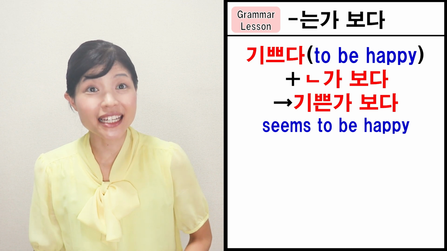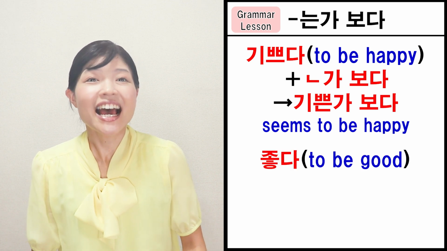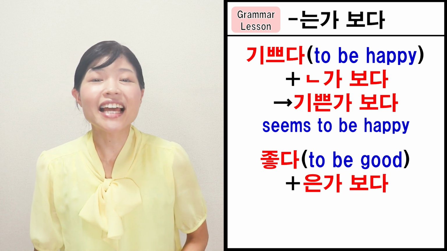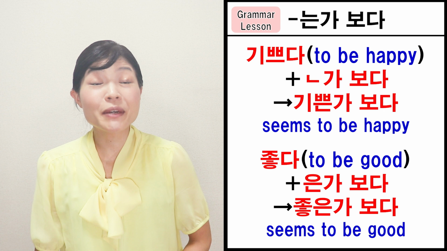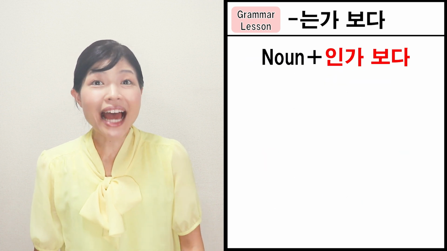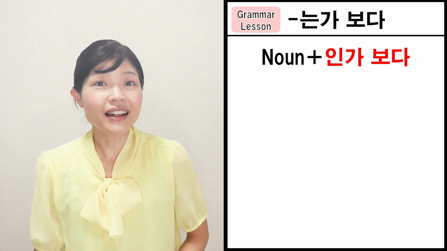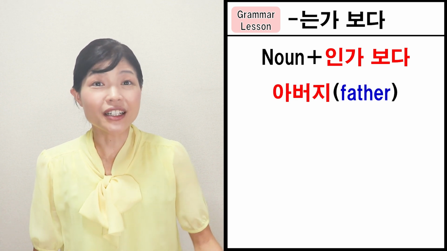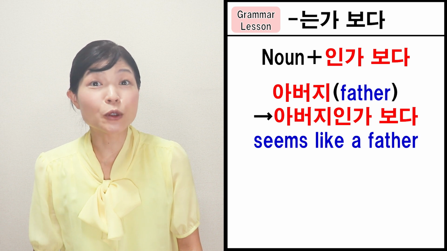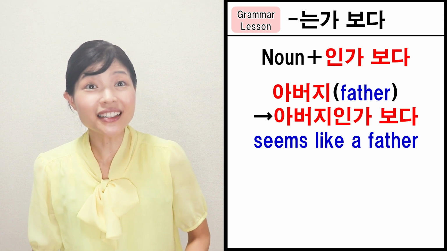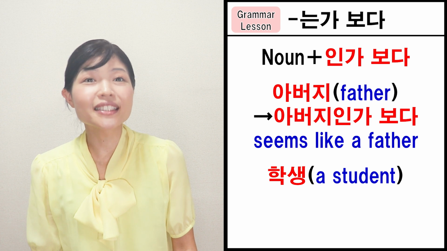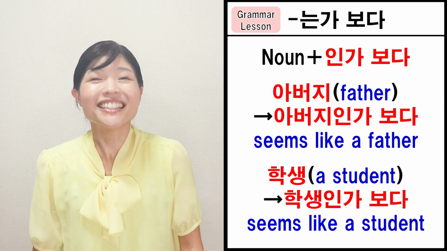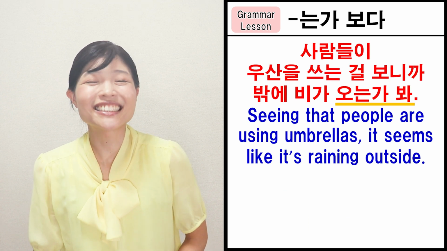Seems to be happy. Since 좋다, to be good, has a final consonant, you attach 은가 보다 to say 좋은가 보다. Seems to be good. For a noun, you attach 인가 보다 regardless of a final consonant. For example, 아버지, father, will be 아버지인가 보다, seems like a father, and 학생, a student, will be 학생인가 보다, seems like a student. Now, let's read a sample sentence.